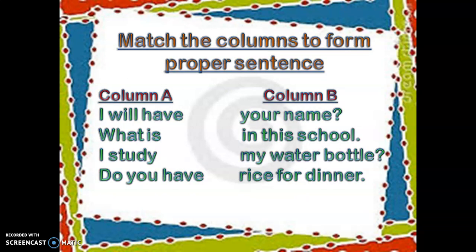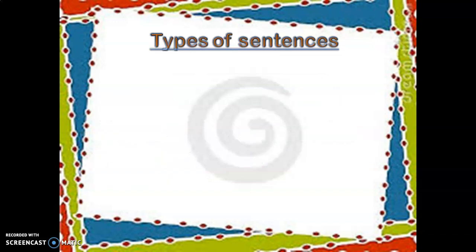Now, let's look at the two columns, column A and column B. We need to match column A with column B to form proper sentence. I will have rice for dinner. What is your name? I study in this school. Do you have my water bottle? So, after matching column A with column B, we have formed proper sentences.